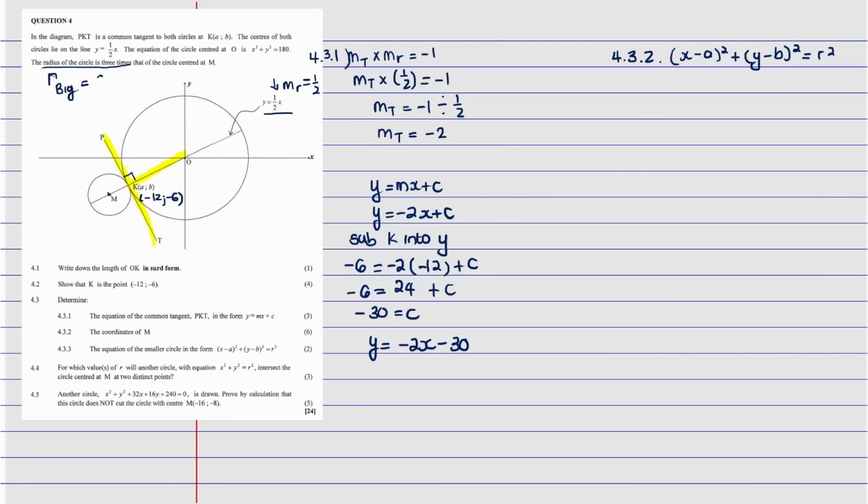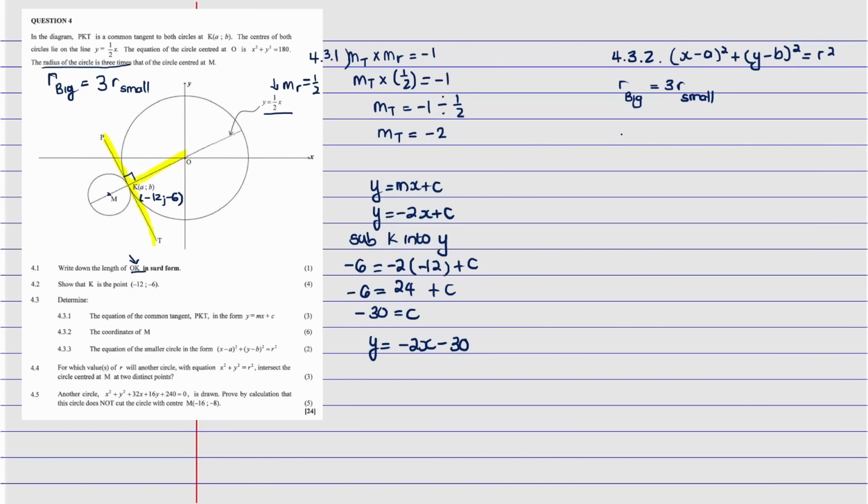Is equal to 3 times the radius of the small circle. So with that said, we already know the radius of the big circle, right? We already calculated it, which was okay. So now we can calculate the radius of the small circle. Knowing that the radius of the big circle is equal to 3 times the radius of the small circle.